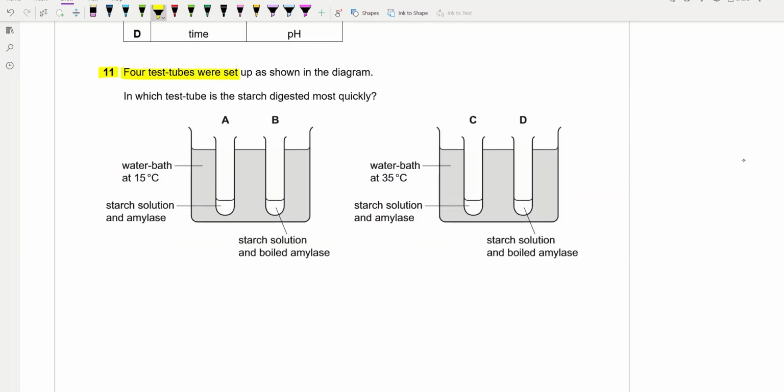Question number 11. Four test tubes were set up as shown in the diagram. In which test tube is the starch digested most quickly? We have a beaker with the temperature at 35 degrees and one with 15 degrees Celsius. Option B and D would get eliminated because the enzyme is boiled and it has been denatured. Option C would be the correct answer as the optimum temperature for amylase is between 32 degrees and 37 degrees.